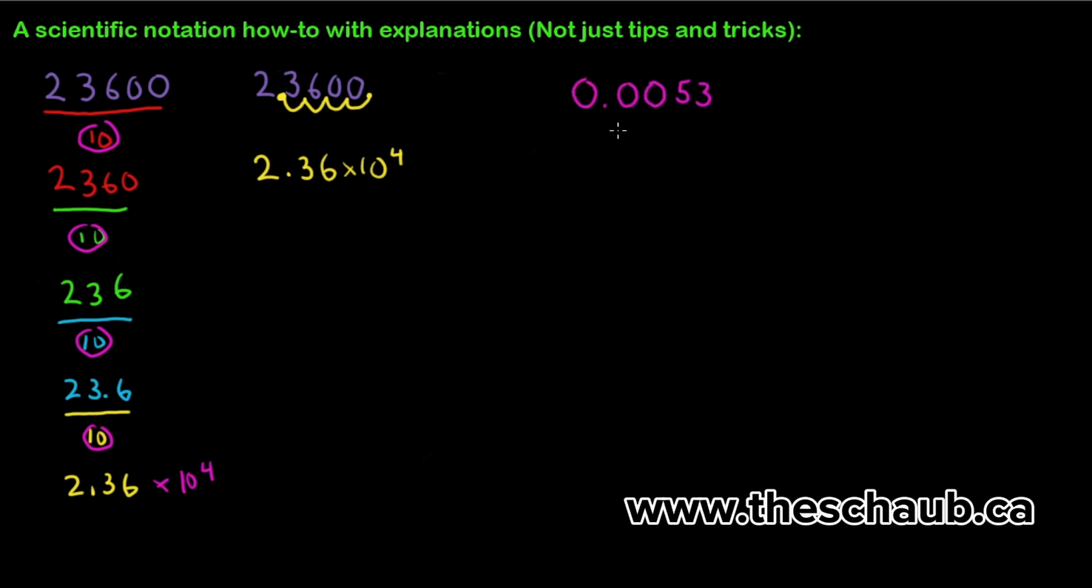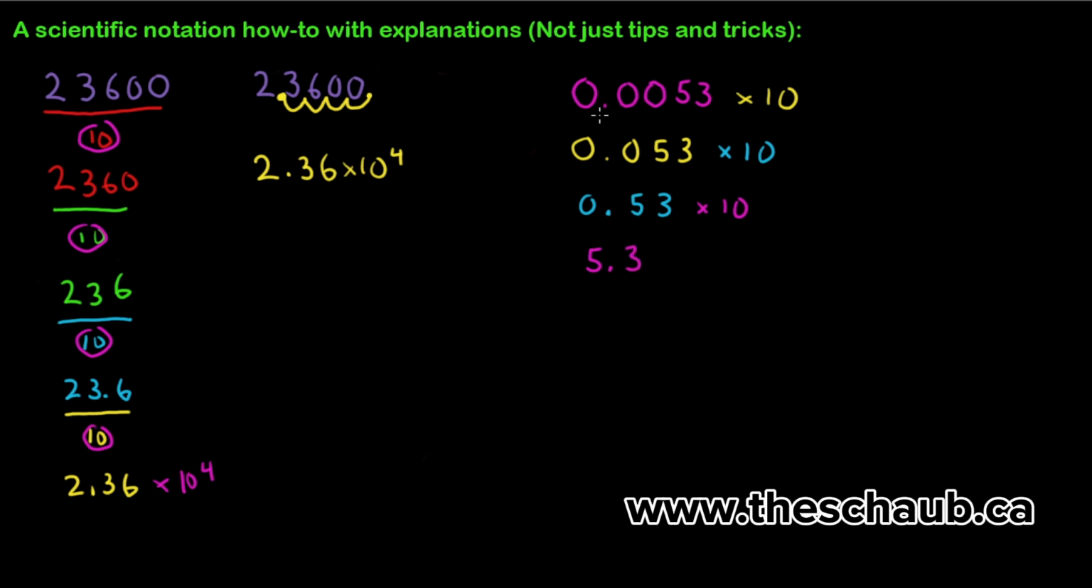And we apply the opposite if we want to take a small number and write it in scientific notation. So here we have 0.0053. So we multiply this by 10 once and we end up with 0.053. Multiplying by 10 again, we end up with 0.53. And finally, multiplying by 10 one more time, we end up with 5.3.